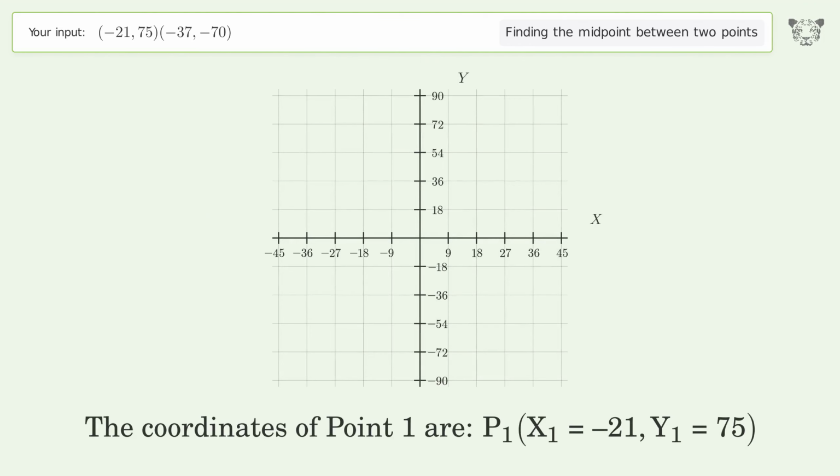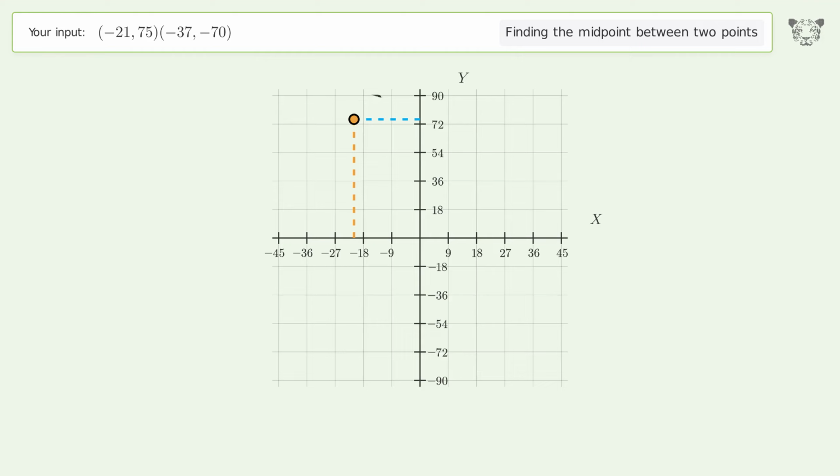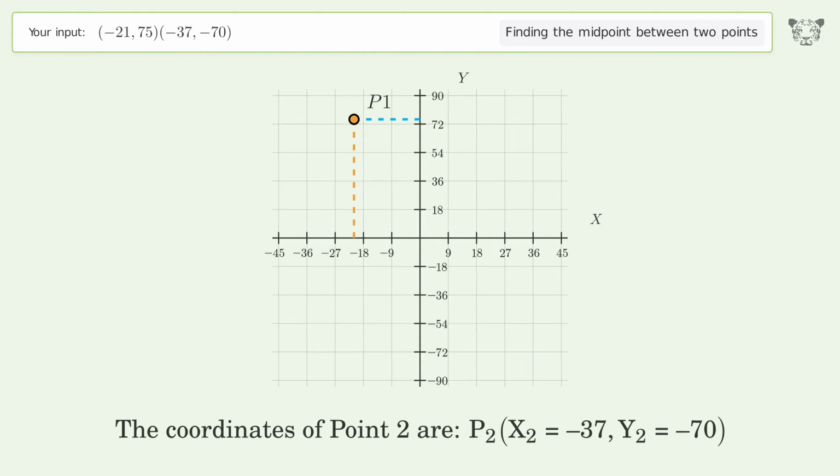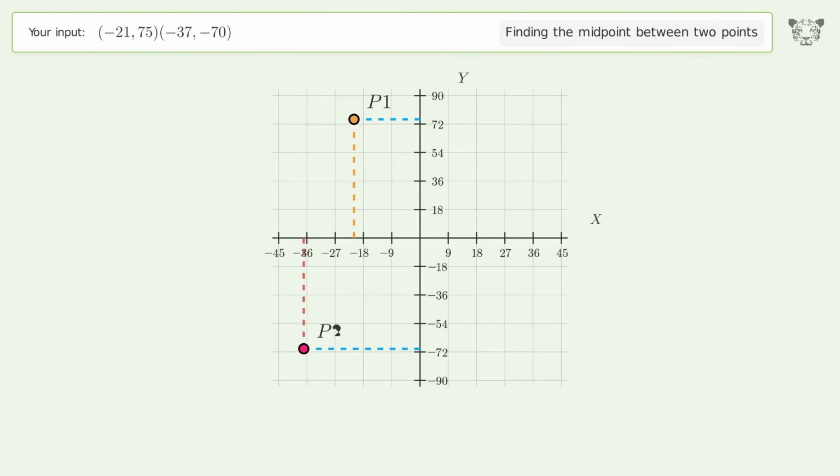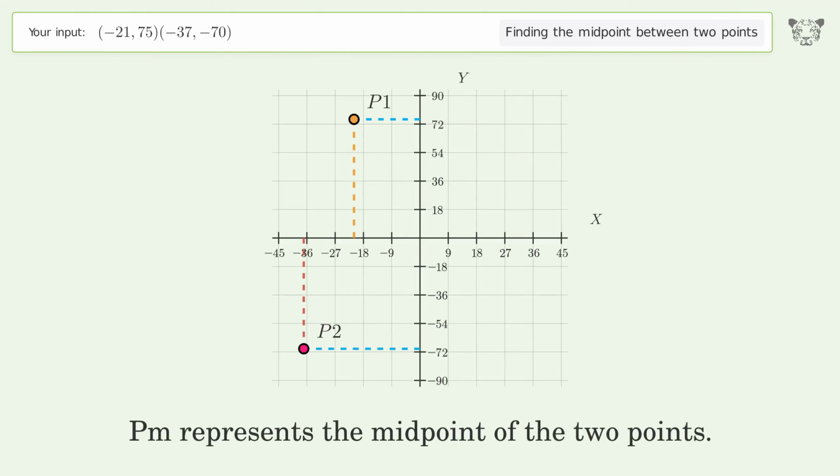The coordinates of point 1 are, x1 equals -21, y1 equals 75. The coordinates of point 2 are, x2 equals -37, y2 equals -70. PM represents the midpoint of the 2 points.